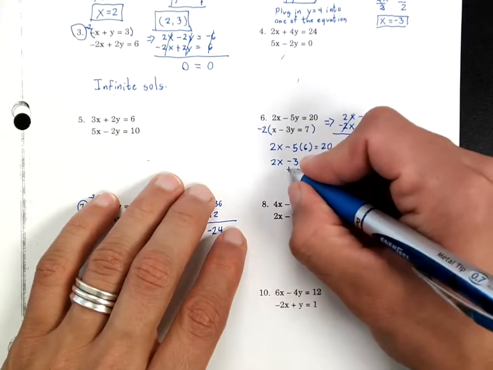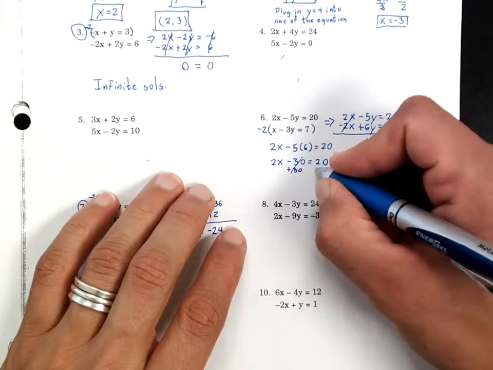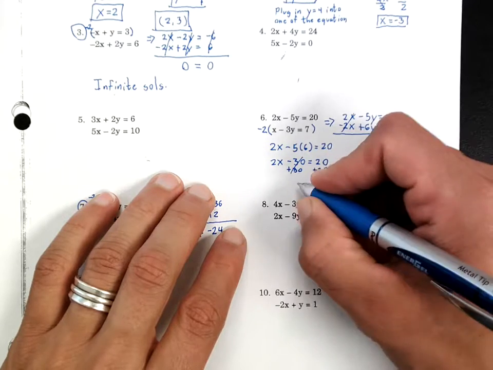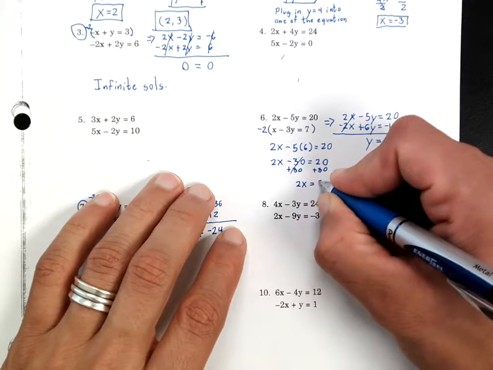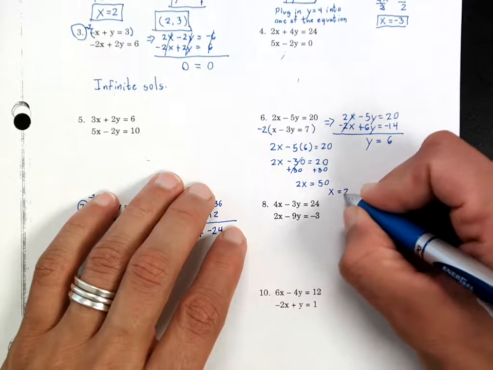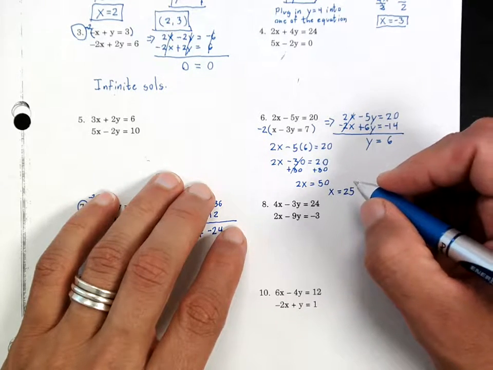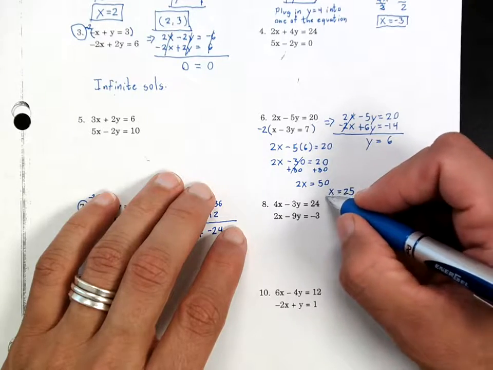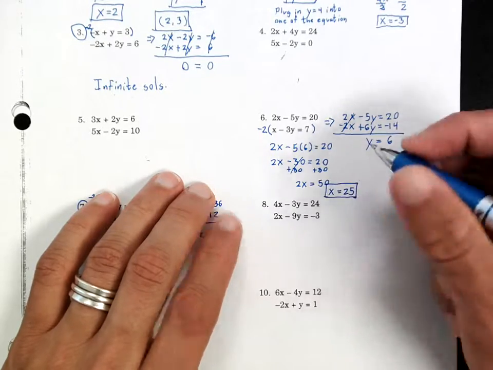Add the 30. So I get 2x is equal to 50. And if you divide both sides by 2, you get x is equal to 25. That seems very large, but let's see if we can check that out.